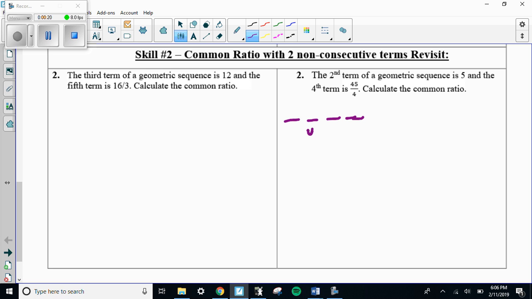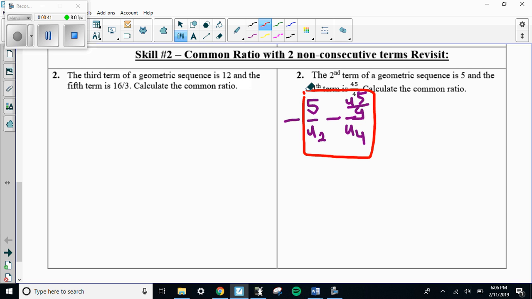So the second term, you can label this one U2 because we're given it, is 5. And U4 is going to be 45 over 4. So first what we're going to have to do is modify this sequence. So we're going to draw a box around the given terms that we have.